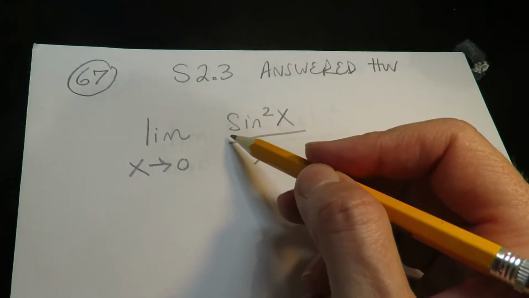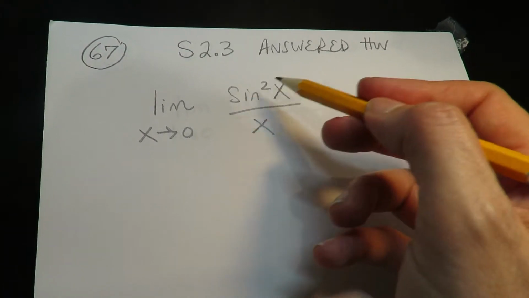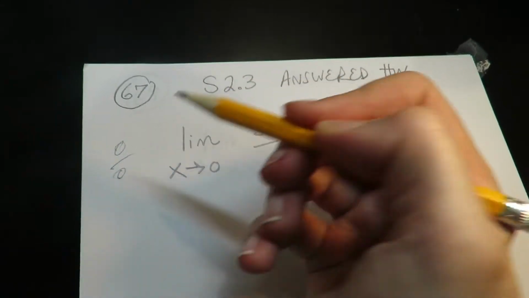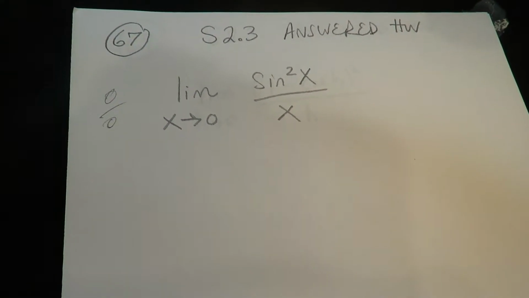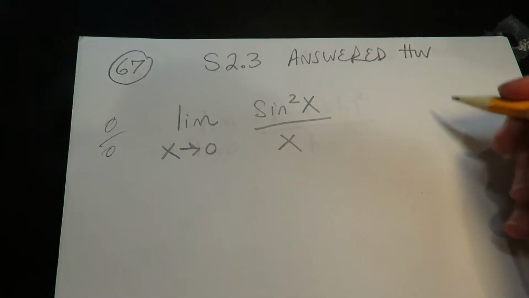So one of the things I want to point out is if you plug in 0, sine of 0 is 0, and then 0 squared is 0. So in the numerator you get 0, in the denominator you get 0. It's indeterminate. So you've got to then remember those two special limits I showed you.